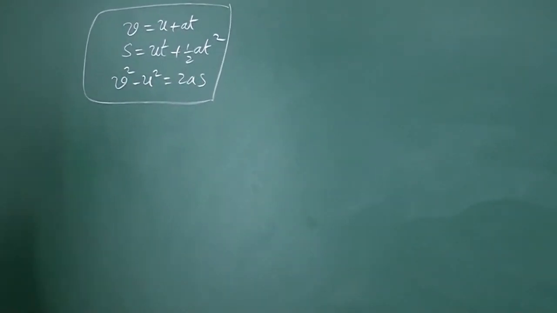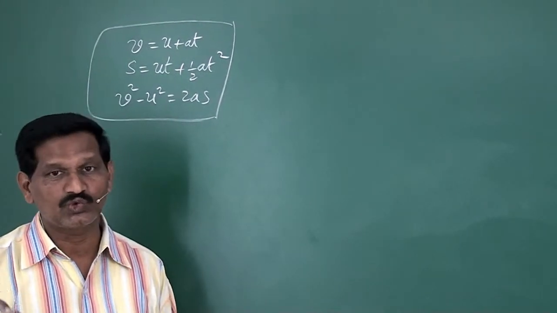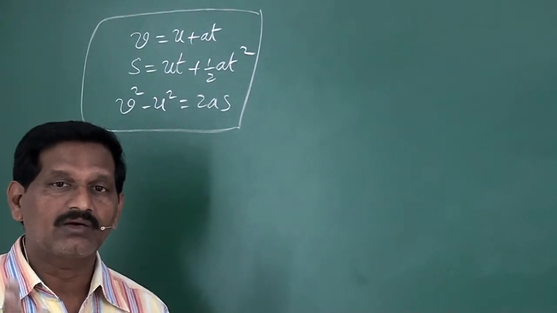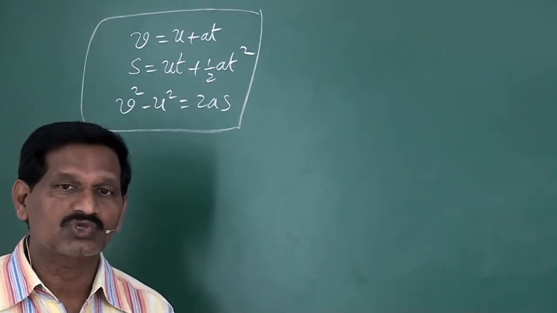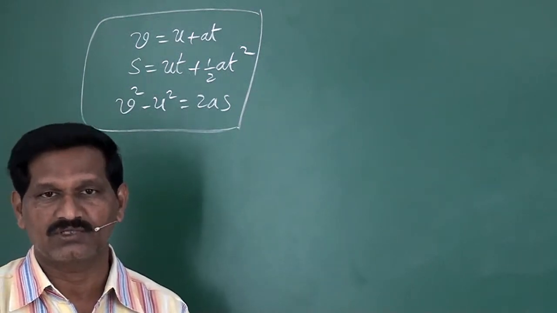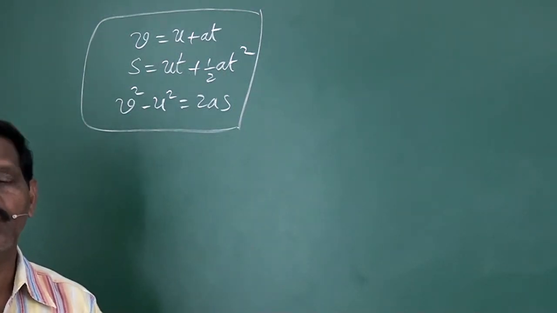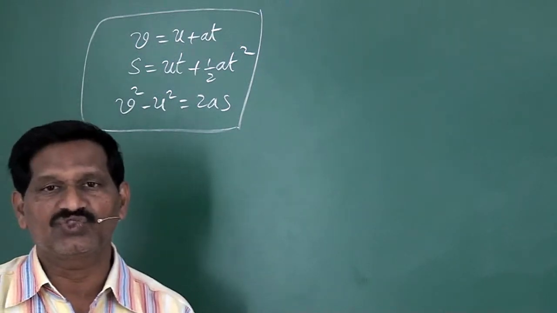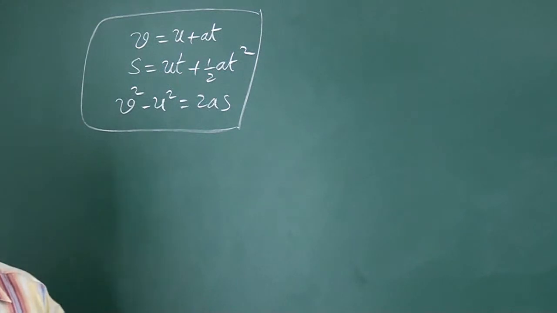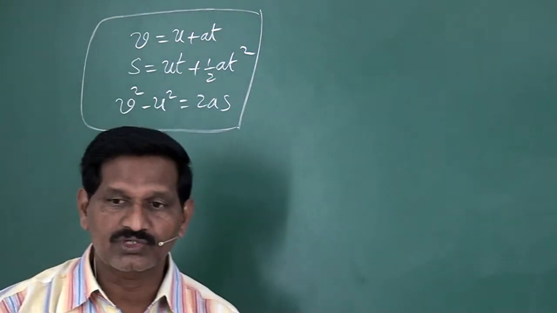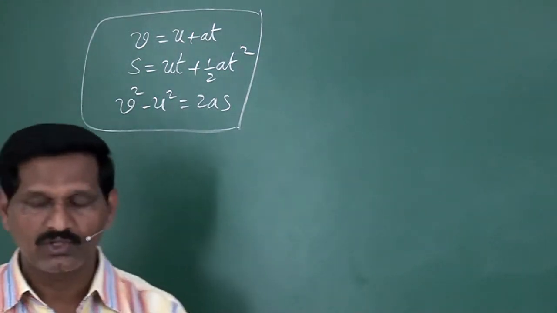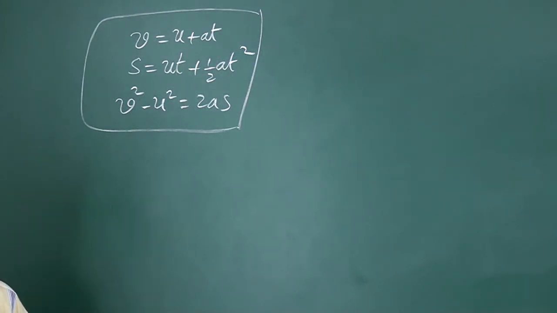Kinematic equations means equations which are used to describe the motion of a body in a straight line. When the body moves along a straight line, then to describe the motion of that body, we use some formulas, some equations. These equations are called kinematic equations. And here V equal u plus at, S equal to ut plus half at square, v square minus u square equal 2as. These are the three kinematic equations which are generally used to describe the motion of a body in a straight line, right? So based on these equations, we can do some problems.